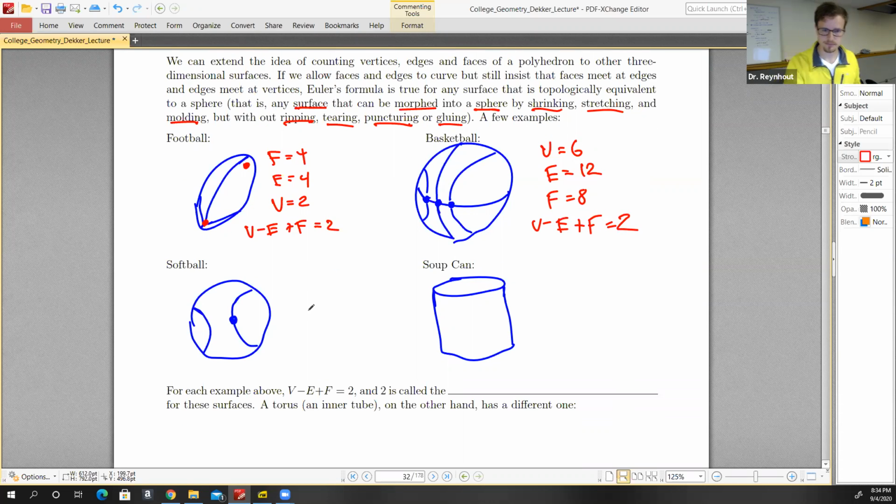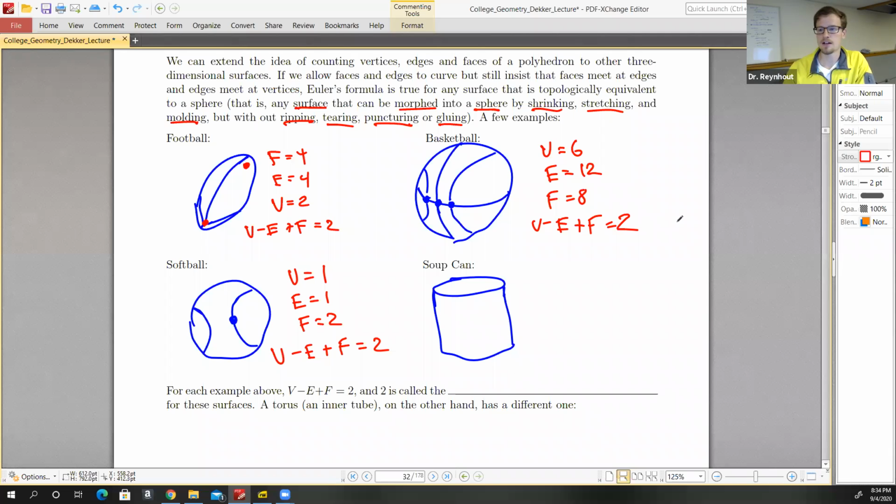Now a softball is just two pieces of leather wrapped around each other. Okay, but we need an edge in there somewhere. So there's only one seam joining the two pieces of leather. So if we just put one vertex on there, then we would have a beginning and an end of our edge. So there's only one vertex, there's only one edge, and then it's just the two pieces of fabric that are sewed together. V minus E, 1 minus 1 is 0, plus F, the number of faces, is 2.